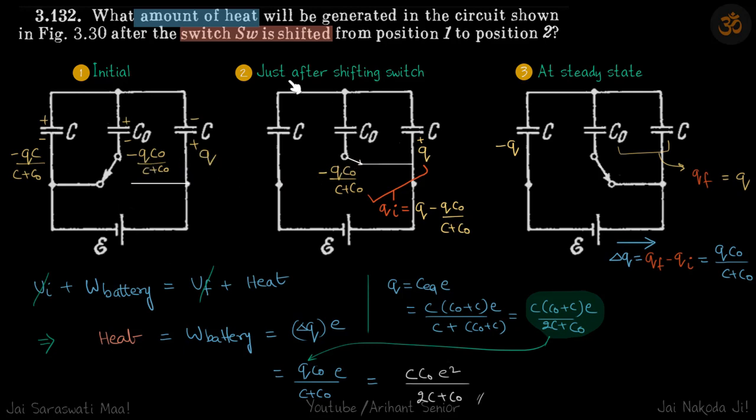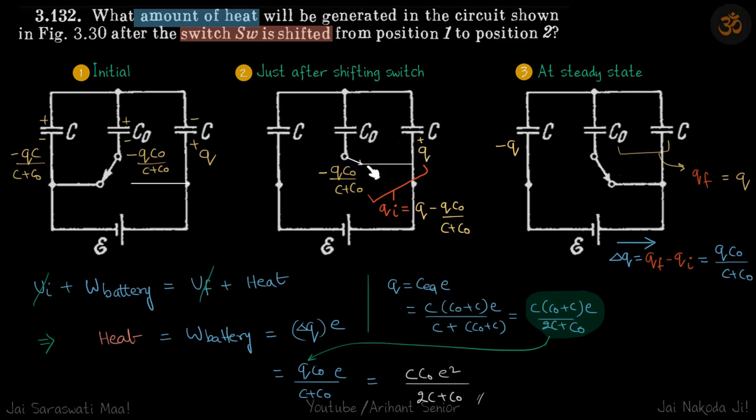Now this is just after shifting the switch. So when we disconnect the switch from here, the charge on this plate is still minus QC naught by C plus C naught. That's what I have written here. So when you disconnect this and connect it here, then immediately just before connecting, the charge is going to be this on this plate, and the charge on the right plate is going to be plus Q, and the left plate will, of course, I'm not writing, but it's going to be minus QC by C plus C naught. Now we have made this connection.